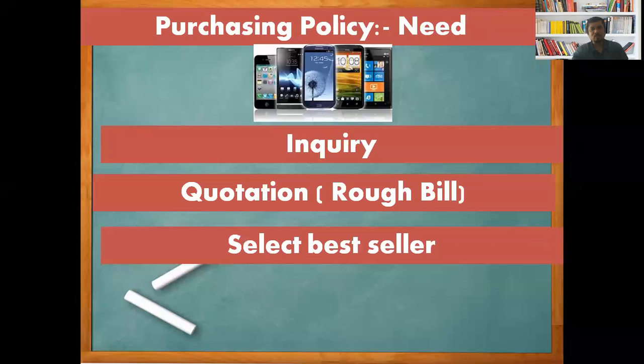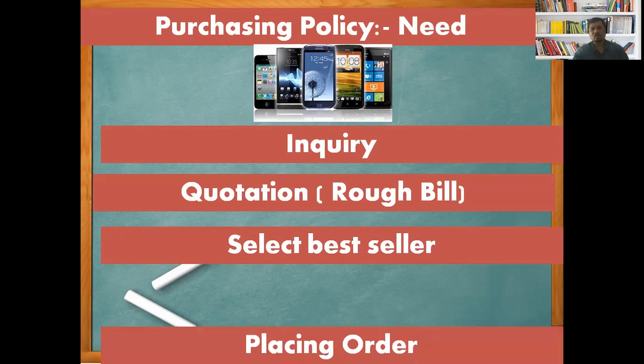Now look at the next one. Select the best seller. I have made inquiries with 4 to 5 sellers. Out of the 4 to 5 sellers, which is the best one, which is providing the 100 mobile phones within a short period of time, where the bargaining goes well and we can get the discount? We are going to select that best seller to purchase the mobile phones.